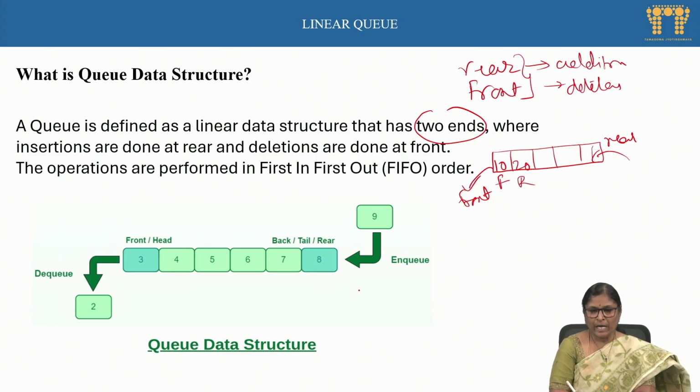Now take this example where the elements 3 to 8 are inserted from the rear end. If you want to perform any deletions, they can be performed only from the other end called the front end. See here, the insertion operation in a queue is called an enqueue operation, whereas the deletion operation in a queue is called a dequeue operation.